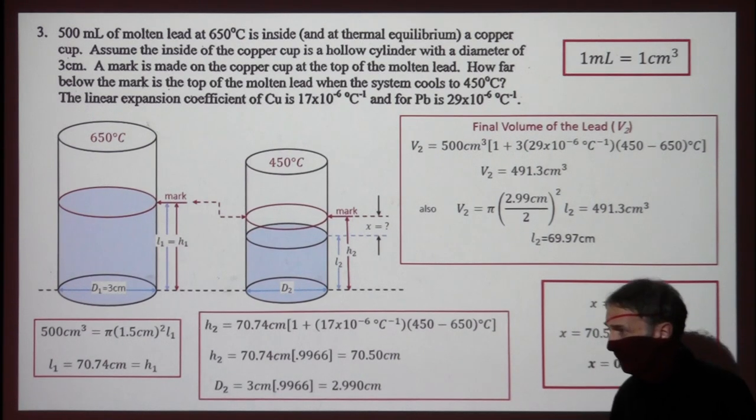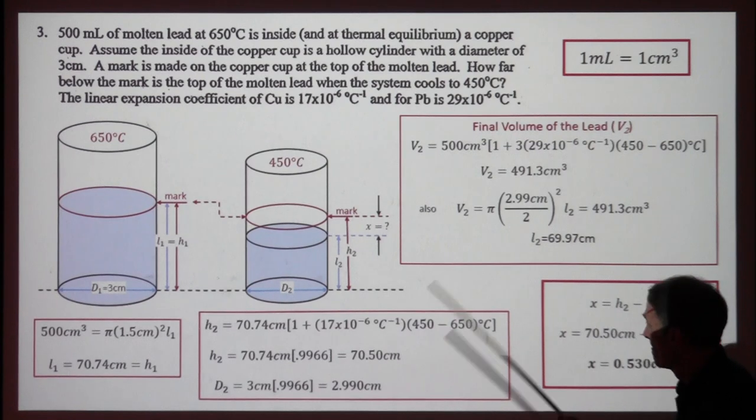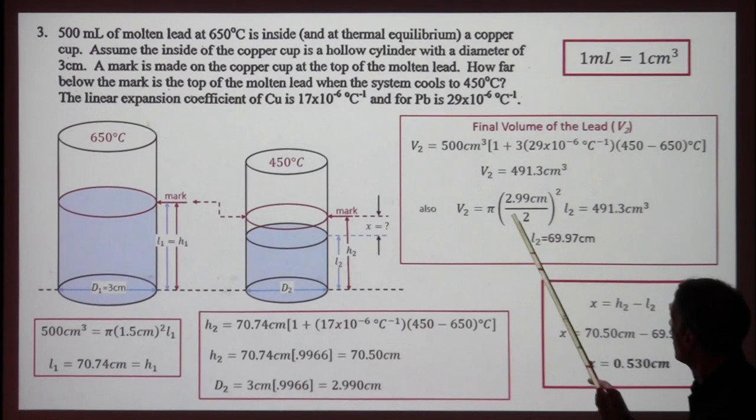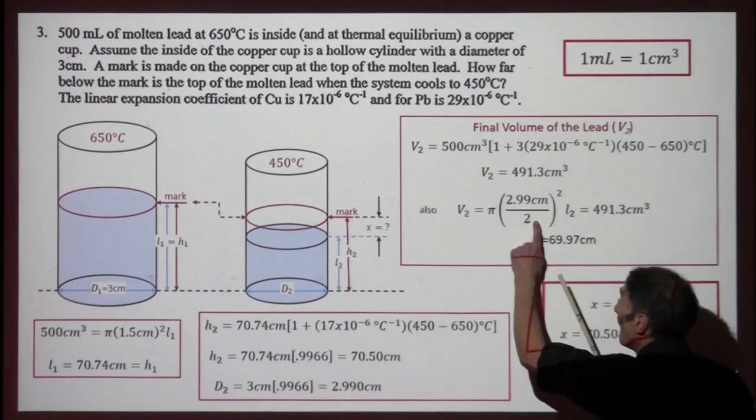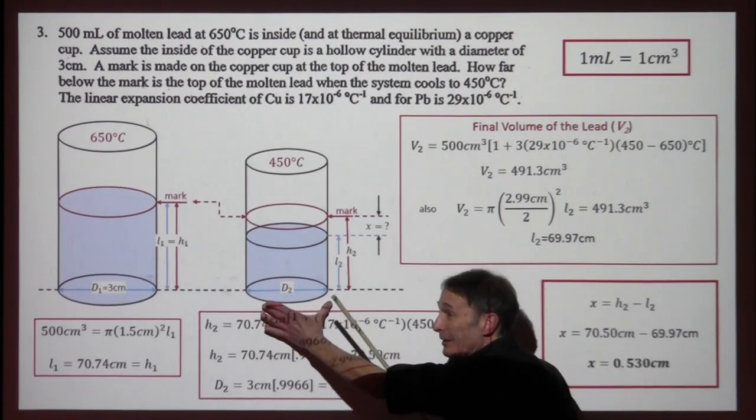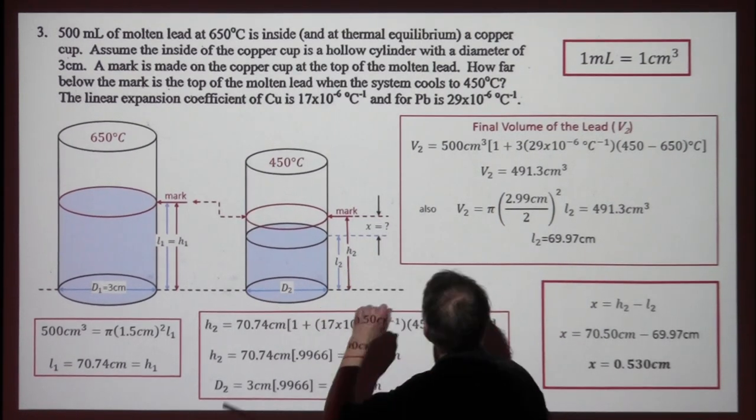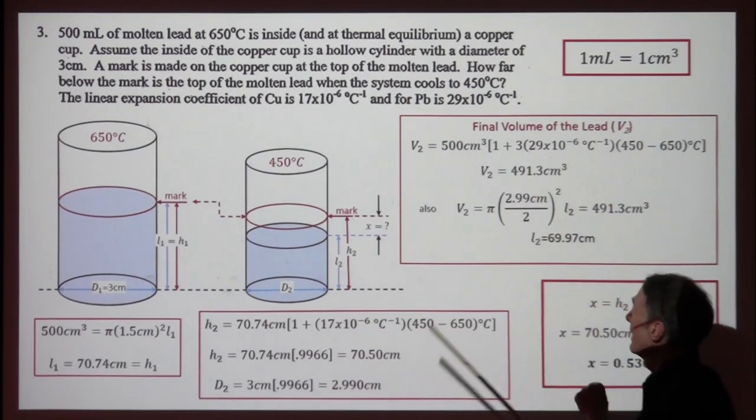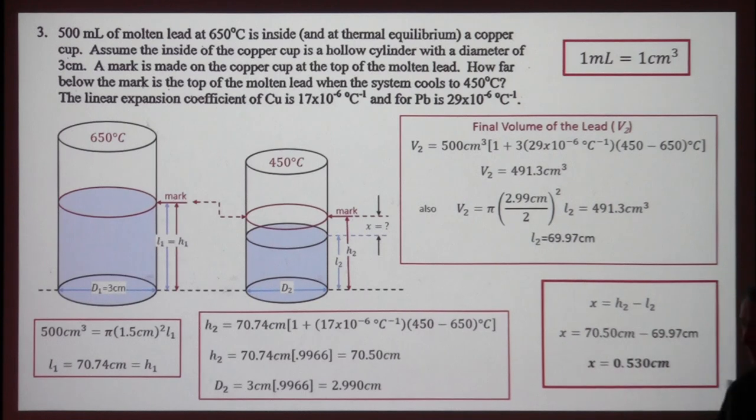Yeah? What was the pi 2.99 squared over 2? It's pi r squared. Be careful, these are diameters. So we want to take our diameter and cut it in half, and then square it. Yeah, so it's really pi r squared. So, yeah, lots of little places to mess up, as well as just simple algebraic mistakes that could be made.